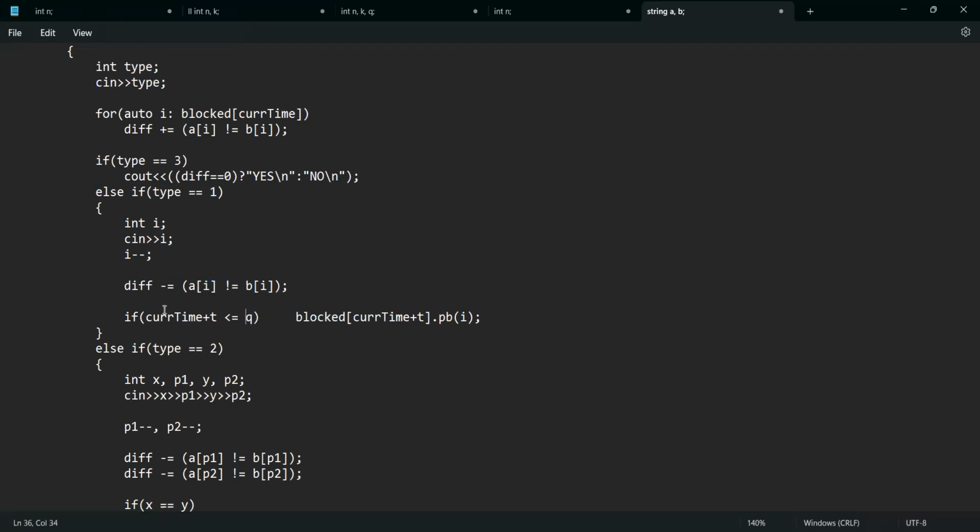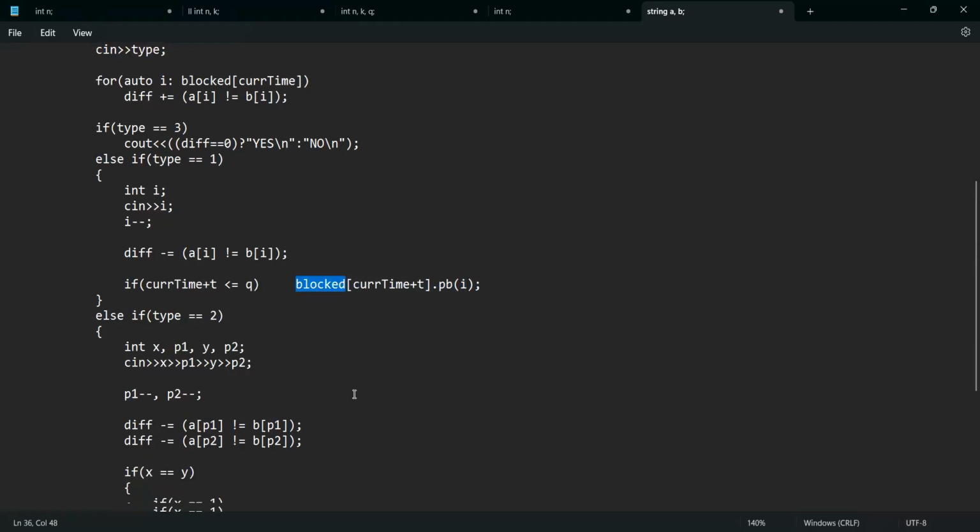Then I can simply check that if current time plus t is less than q. Anyway, if current time plus t is more than q, it doesn't matter, that character will be blocked for all the remaining queries. So I'm just checking if current time plus t is less than or equal to q, then I can simply push this character's position in my blocked.